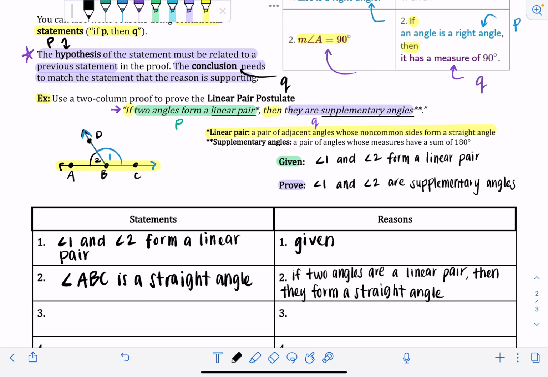And that just came directly from our definition of a linear pair, which is up here. It's highlighted in yellow right now. So a linear pair is a pair of adjacent angles whose non-common sides form a straight angle. So we said that angle ABC was a straight angle, and then our reason was, if two angles are a linear pair, then they form a straight angle. So we just basically rewrote the definition.